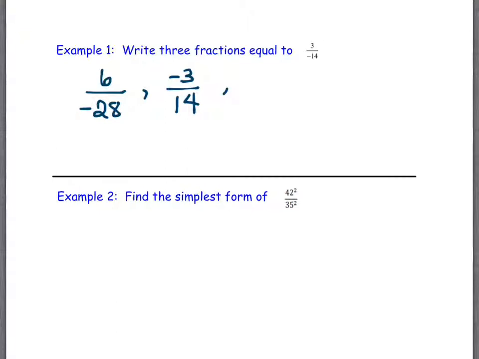9 over negative 42. Okay, and how did you get 9 over negative 42, Abby? Okay, so you can multiply by 3. So there's infinitely many options we could get here, right? I mean, yours doesn't have to look like mine, and they could all be correct. Okay, great. Now, this one down here asks us to find the simplest form, but it does something a little bit different. Do you see how this says, I'll write it a little bit bigger, squared?